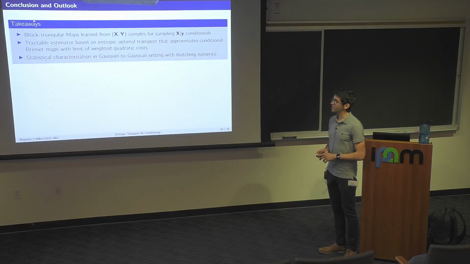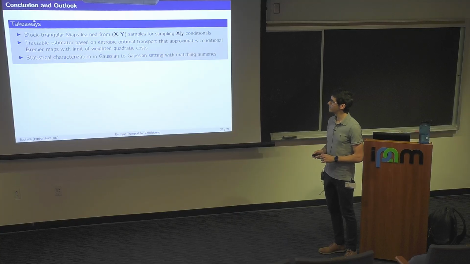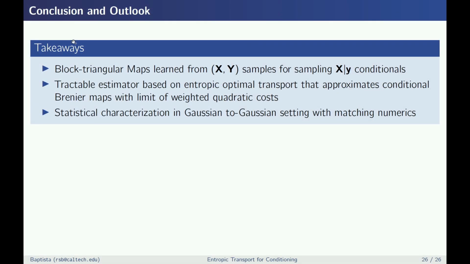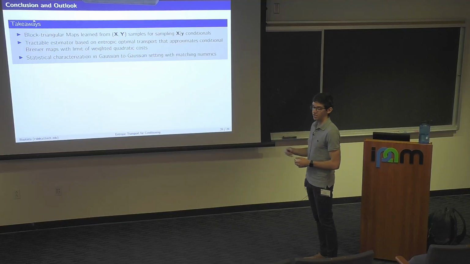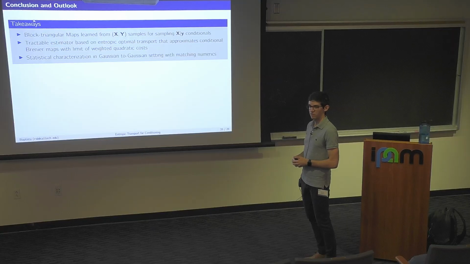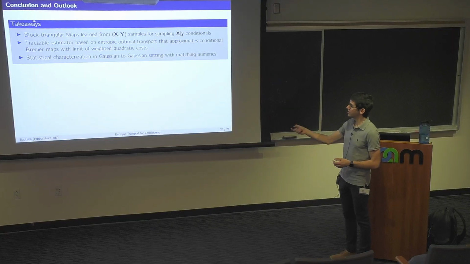So with that, I just want to conclude and take some time for questions. Here what we looked at is how to consider a particular form for transport maps that have this block triangular structure that can be learned from joint samples of parameters and observations. One can think of it also as images and text or any paired samples that we can collect in various applications, and use them to sample arbitrary conditionals of this joint distribution, including for observation variables that we haven't seen in our empirical data sets.